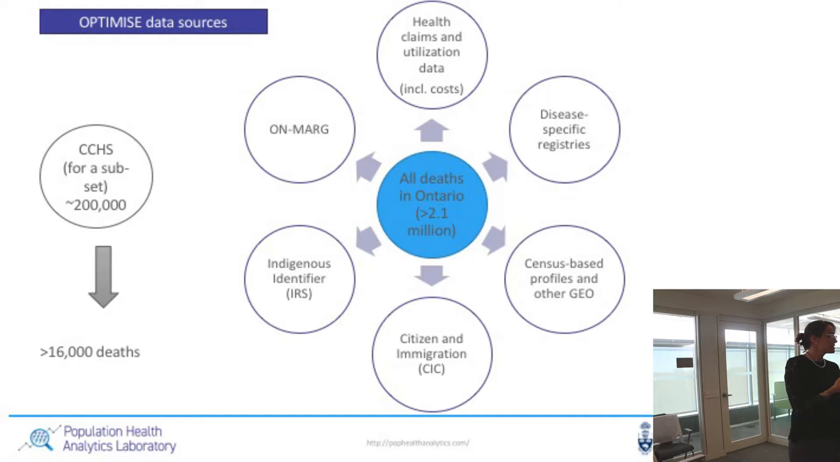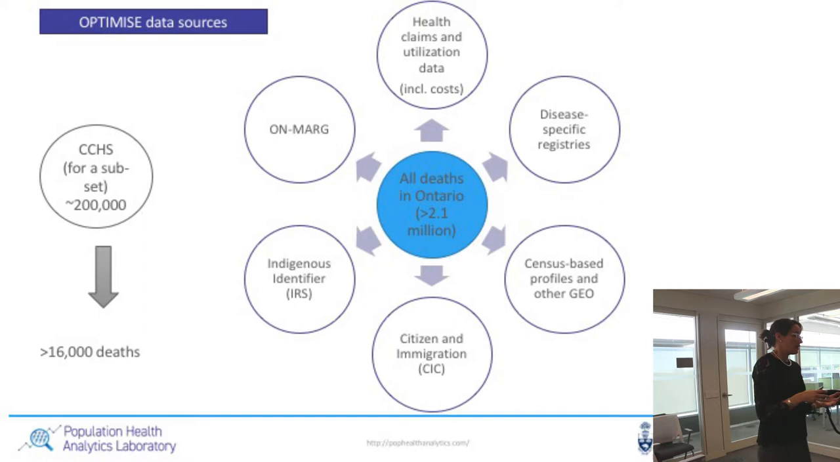We also have disease-specific registries that we generate from the administrative data, and that could include cohorts that are brought in, so we can know what conditions people died with, how many conditions they had. They are geographically coded, so we have all the census-based profiles for every death, and things like the marginalization index, which is a metric of socioeconomic status.